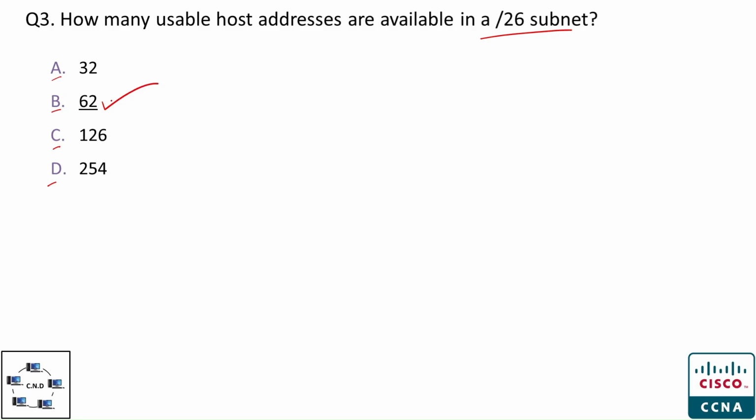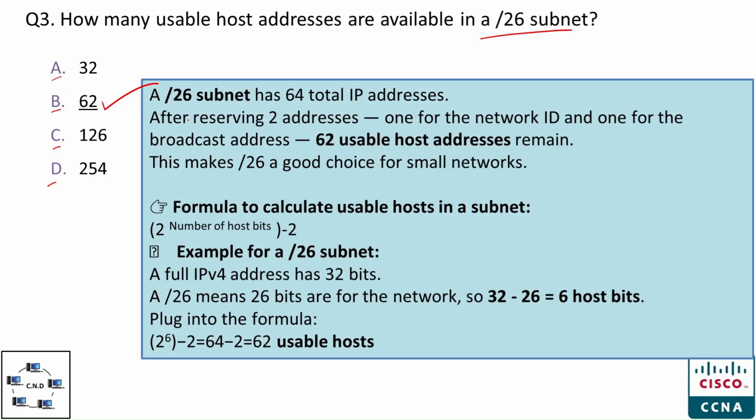So how do we come with this number 62? Let me explain. A /26 subnet has a total of 64 IP addresses. After reserving 2 addresses, one for the network ID and one for the broadcast address, we have 62 usable host addresses. So this makes a /26 a good choice for a small network.